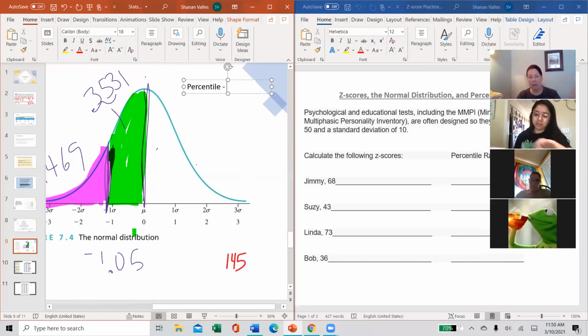Percentile or percentile ranking, however you want to think about it, is all the scores equal to or below a particular z-score or score. So a percentile ranking, or a percentile, is everybody equal to you and below. Everybody equal to and below a certain score.